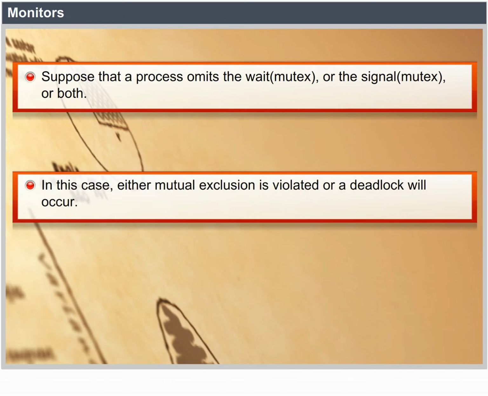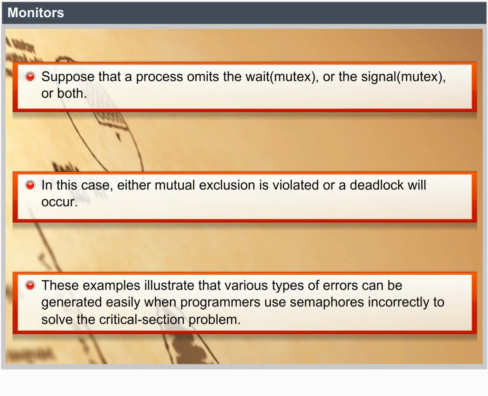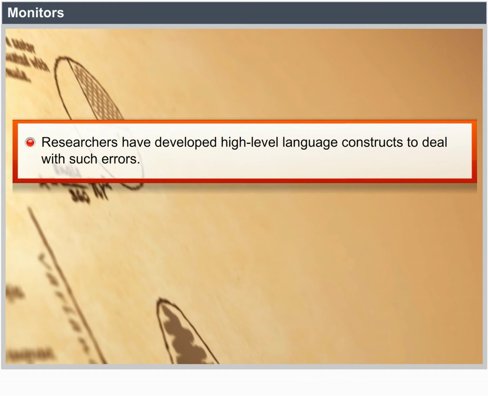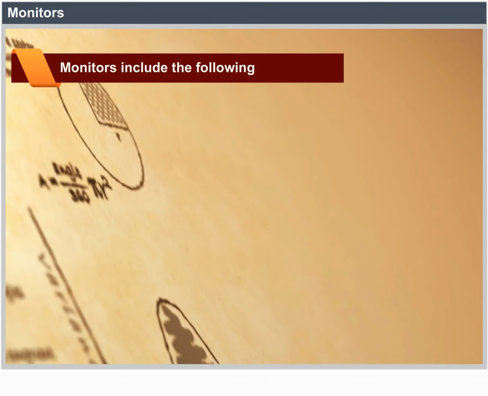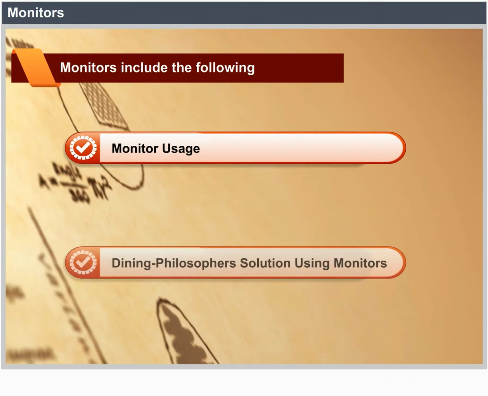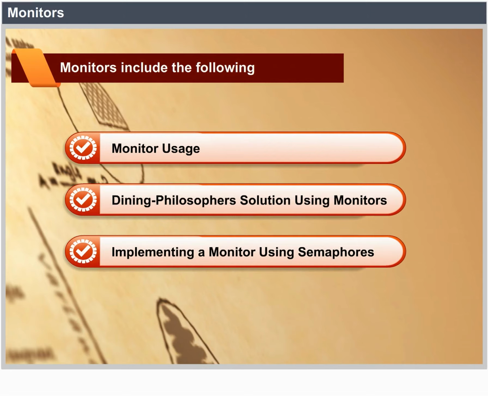These examples illustrate that various types of errors can be generated easily when programmers use semaphores incorrectly to solve the critical section problem. To deal with such errors, researchers have developed high-level language constructs. In this section, we describe one fundamental high-level synchronization construct, the monitor type. Monitors include the following: monitor usage, dining philosophers solution using monitors, implementing a monitor using semaphores, resuming processes within a monitor.